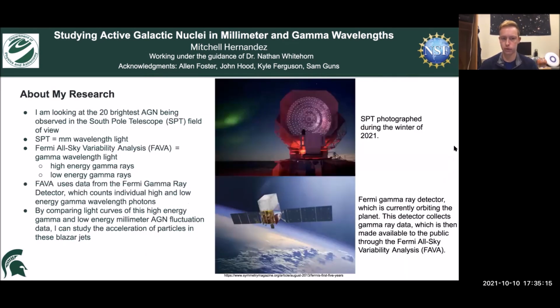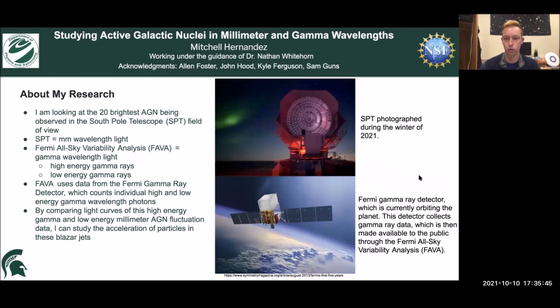So my research this summer focused on the 20 brightest sources that the South Pole Telescope could observe in its field of view. The South Pole Telescope takes data in the millimeter wavelength light, and I used that along with the Fermi Gamma Ray Detector, which takes data in high and low energy gamma rays. And this data is made available to the public through FAVA, or the Fermi All-Sky Variability Analysis. And I used a combination of SPT and FAVA data to study the acceleration of particles inside of these blazar jets.